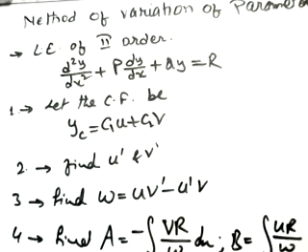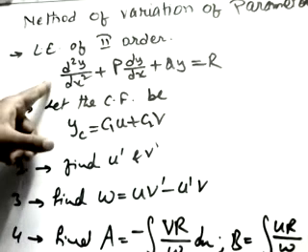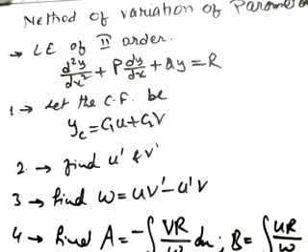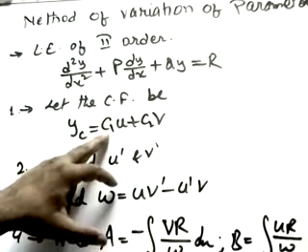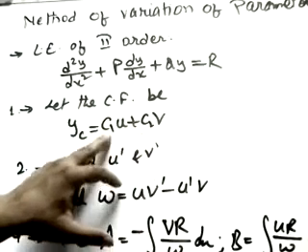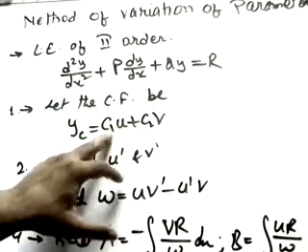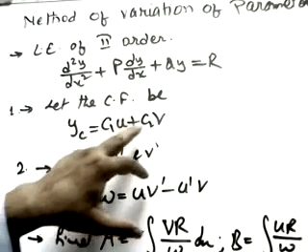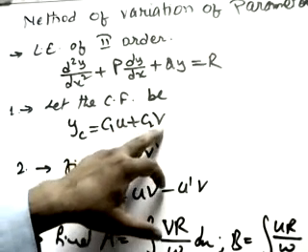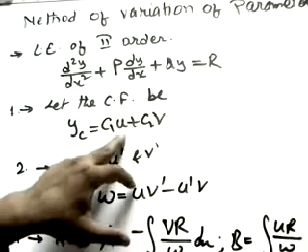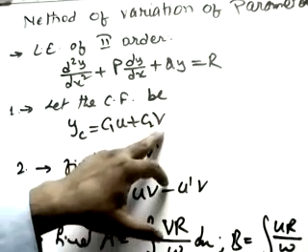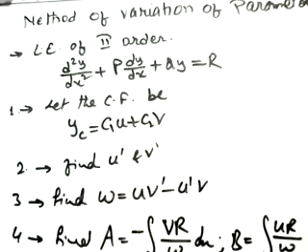d squared y by dx squared plus p dy by dx plus q y equals r. So how to solve? First we have to find the complementary function using the previous methods. When you get the complementary function, you will get c1 and c2. Whatever function goes with c1, suppose this as u, and whatever function goes with c2, suppose this as v. This is the first step.